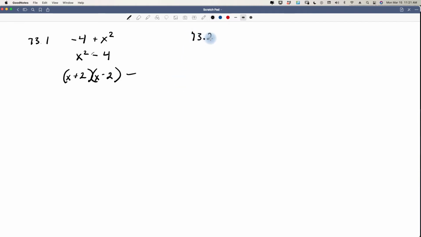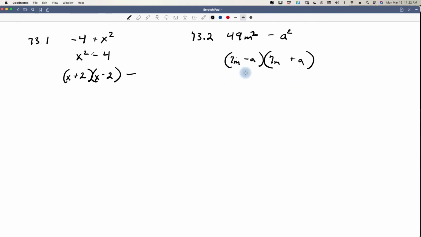73.2. 49m squared, that's a 2, minus a squared. Both of these are perfect squares, and there's a subtraction. So we can set up our parentheses. The square root of 49m squared is 7m. You multiply those together, you get 49m squared. And a squared is going to be negative a, positive a.